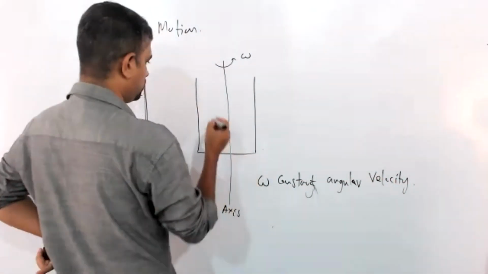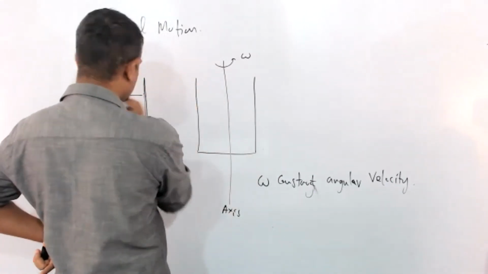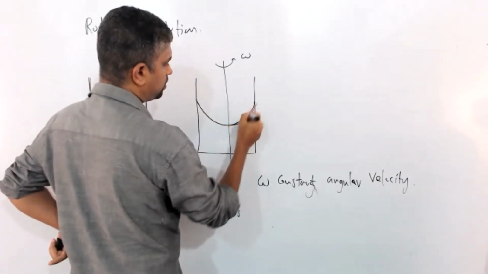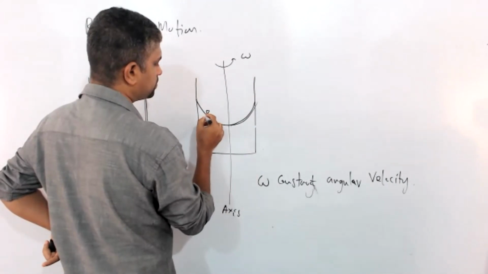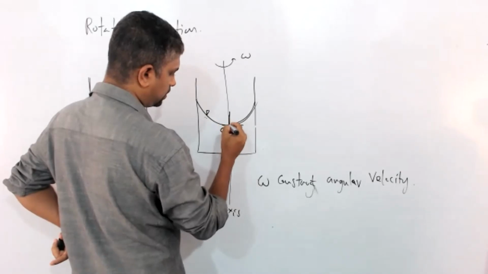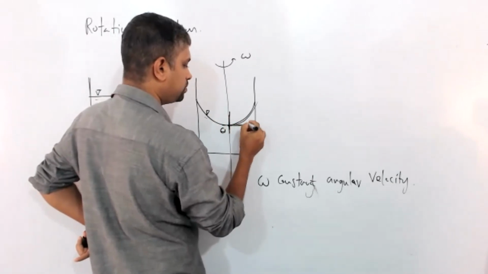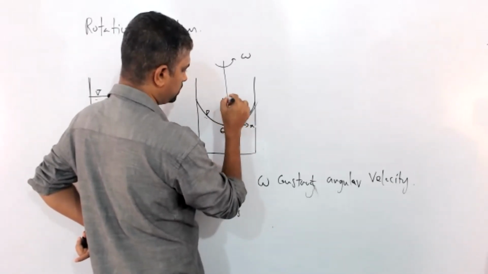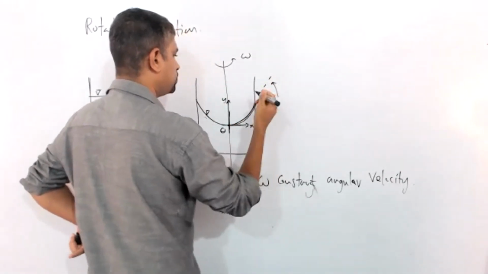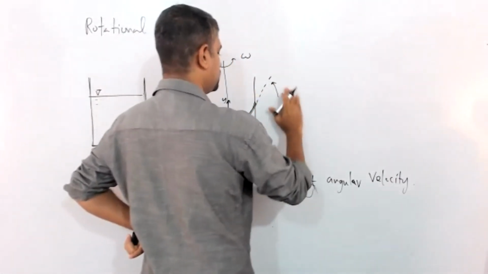The effect is that the free surface will be parabolic. There will be a parabolic free surface, and if this is the center, the origin of the coordinate system, with x and y, then the equation of this parabola is given by y equals, it's a parabola.